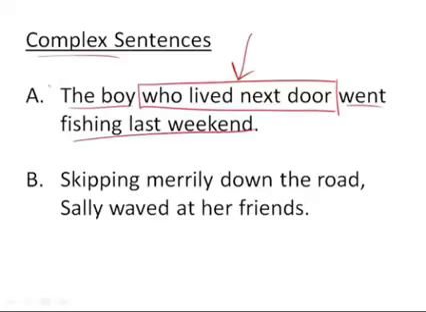B, skipping merrily down the road, Sally waved at her friends. So here we have the dependent clause that begins with skipping merrily down the road. So this describes Sally, and therefore this is a complex sentence. Because remember, skipping merrily down the road is not a sentence in and of itself. Sally waved at her friends is a sentence. So just like that, a non-sentence dependent clause plus an independent clause gives us a complex sentence.